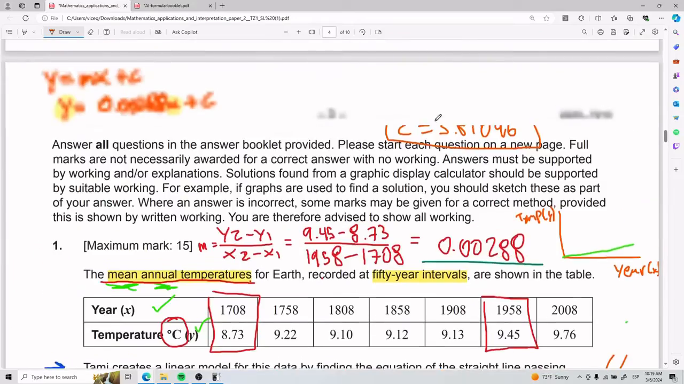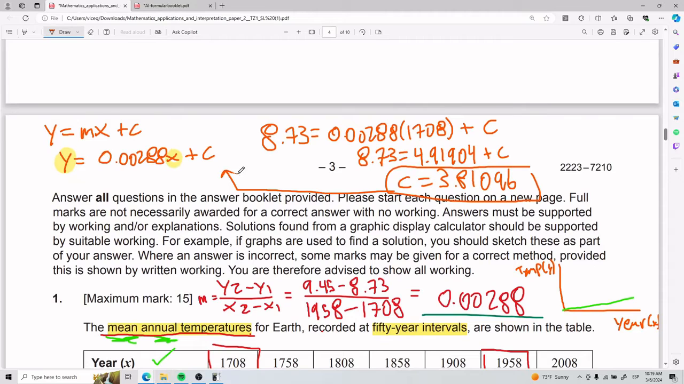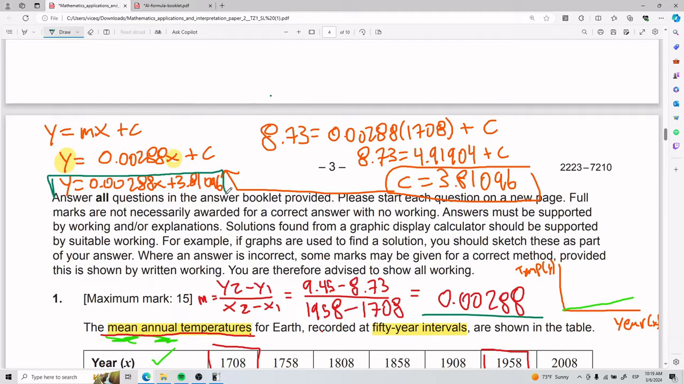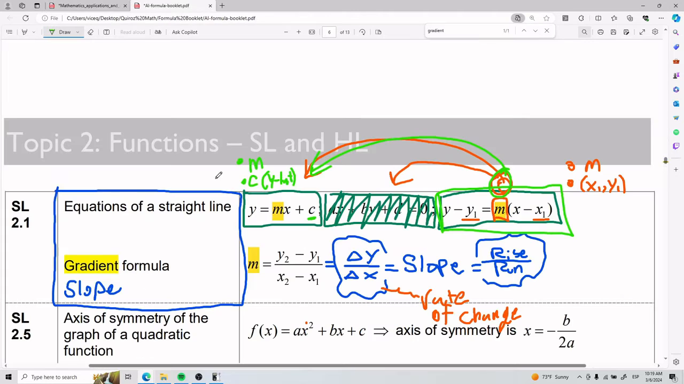And so then you can plug this back in over there, and you end up with y equals 0.00288x plus 3.81096. I know some of you might be thinking, okay, you just showed me two ways, and it was way faster than the one on the left. And I'm like, yes, it's true, but I think way more intuitive is this guy. Okay, I think it's more intuitive.